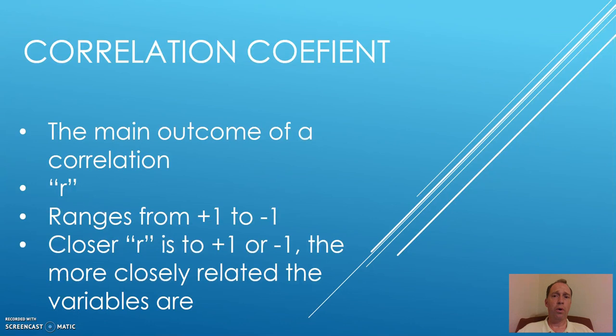Within the concept of correlation, you have a very important term, which is the correlation coefficient. The main outcome of a correlation is the coefficient, and that coefficient is represented by the letter r, lowercase r. The range of the value of r could be +1 to -1. So most times when you're looking at the r value of a correlation coefficient, you're looking at something like point something or negative point something. The closer r is to +1.0 or -1.0, the more closely related the variables are. So that's important to remember.